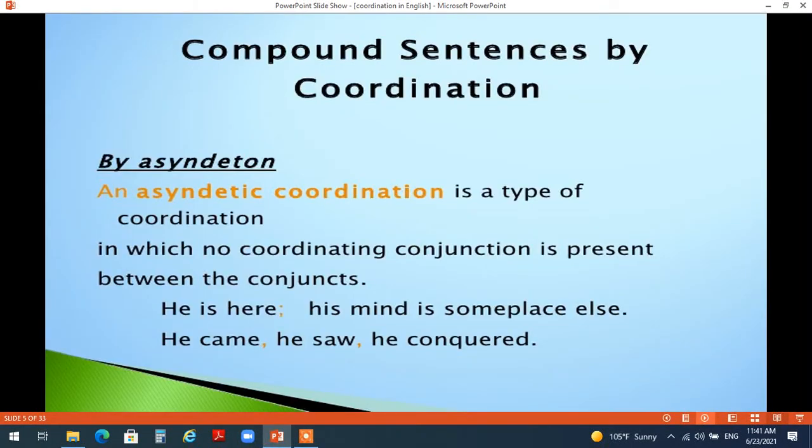So, compound sentences by coordination can use the second type of coordination, which is called asyndeton. It is a type of coordination, as we have already said, in which no coordinating conjunction is present between the conjuncts. So we have implicit but not explicit coordinators. There is coordination but there are no coordinators.